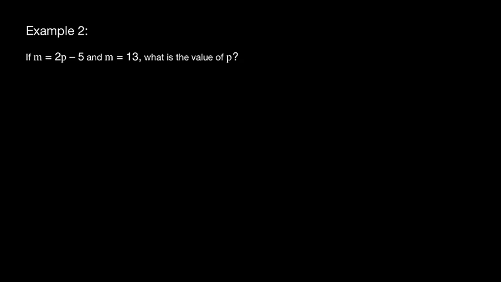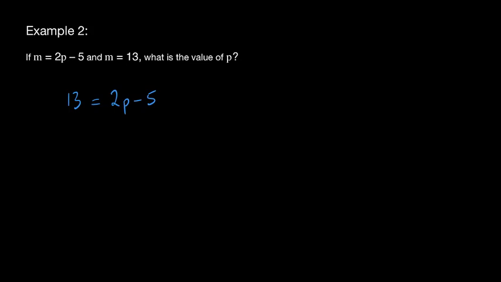In example 2, if m equals 2p minus 5 and m is 13, what is the value of p? Okay, so this one we're working backwards a little bit. So I'm going to substitute the value in, rewrite my equation. So m is 13, so then we have 2p minus 5. Okay, so we've got an equation now.